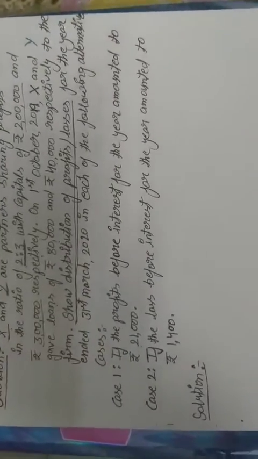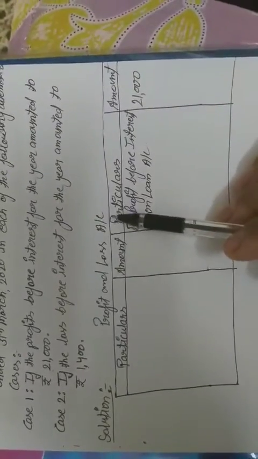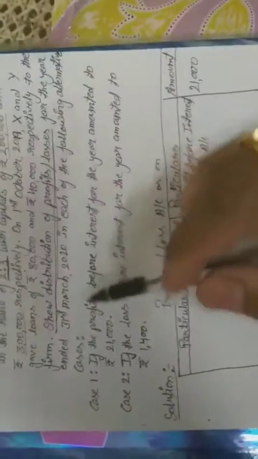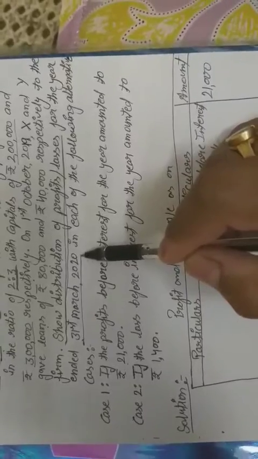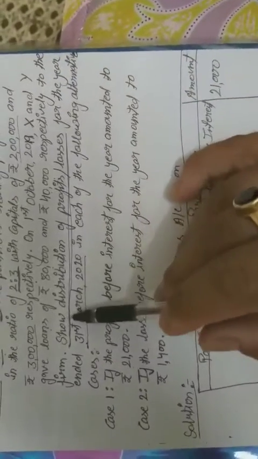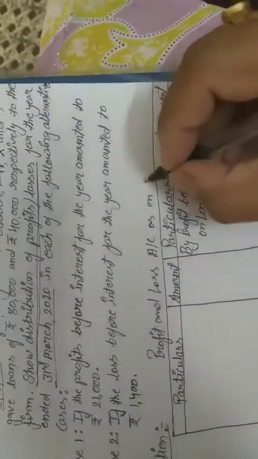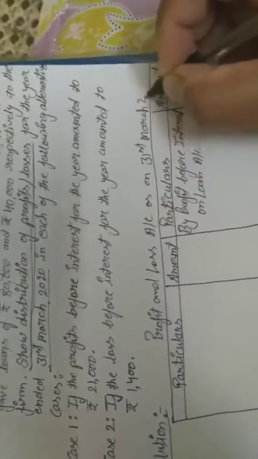I am preparing a format, but you can show it without a format also. So first I am preparing the format. I have prepared the format of the profit and loss account. The date on which the profit is given is 31st March 2020. On 31st March 2020 they asked to distribute the profit and loss, so on this date we have to prepare this format, on 31st March 2020.